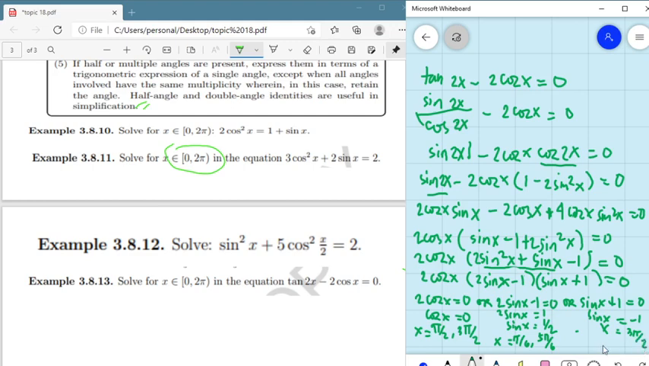Okay? So therefore, the values, we have 4. 3 pi over 2 appears twice. So pi over 2, 3 pi over 2, pi over 6, 5 pi over 6. 3 pi over 2 should not be counted twice. Okay? So that's it. I think with more solved examples, it will become more understandable.